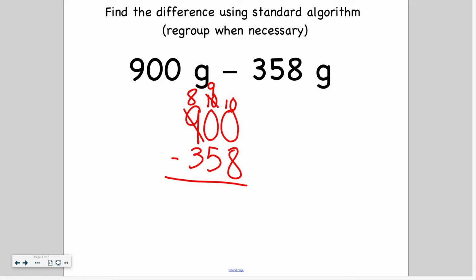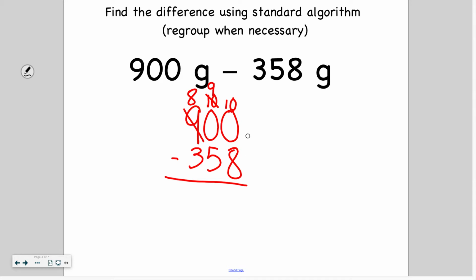I just regrouped, repositioned my place values. So I have 8 hundreds, 9 tens, which would be 890, plus 10 more would be 900. So instead of 900, I've just repositioned the value of the numbers. So now I can subtract.